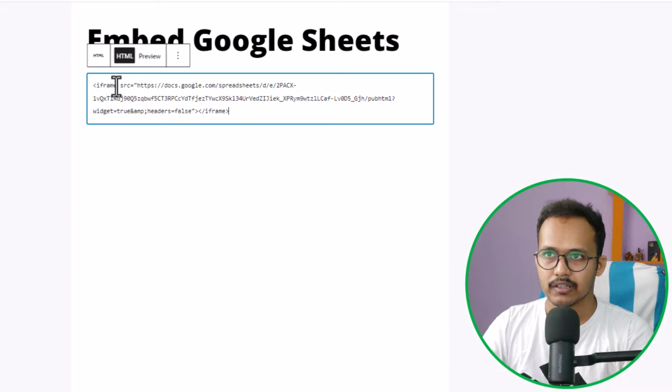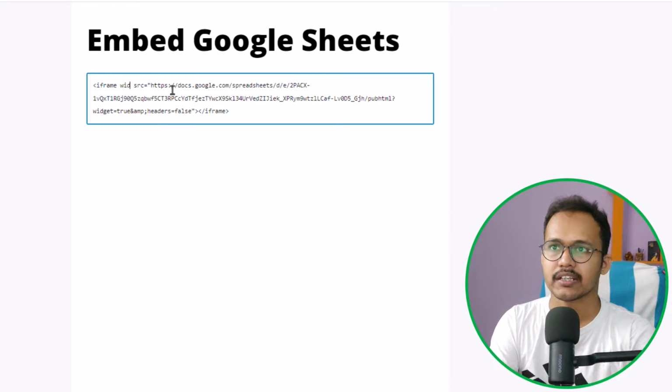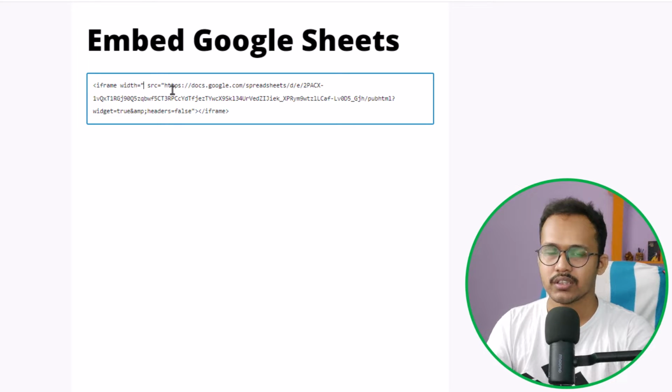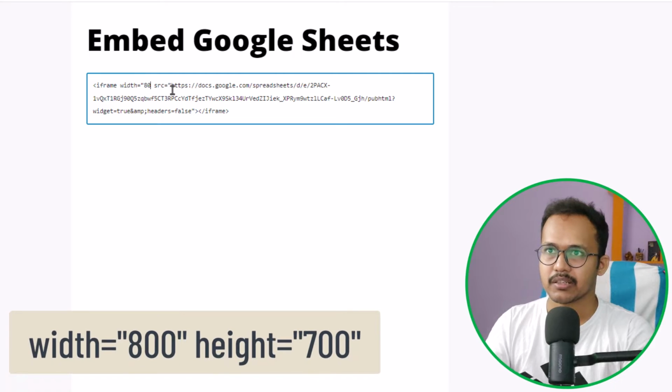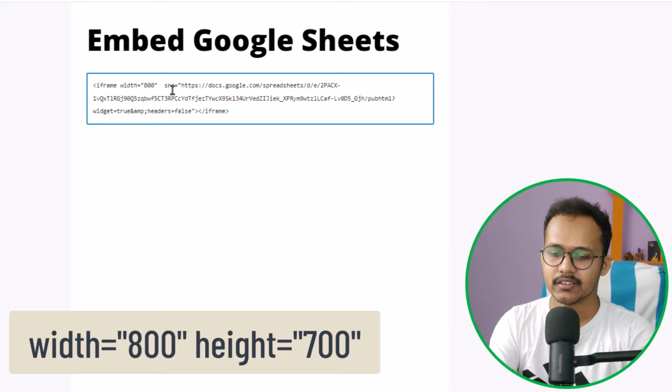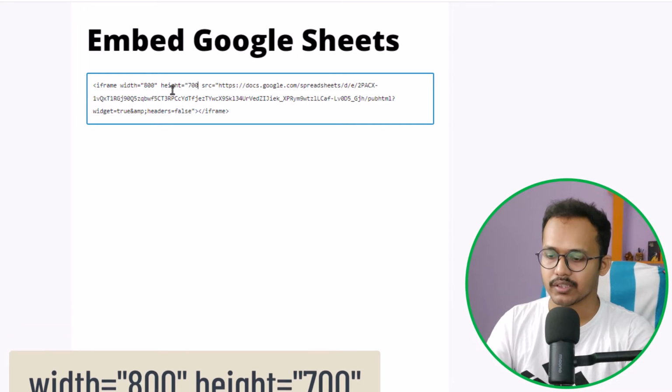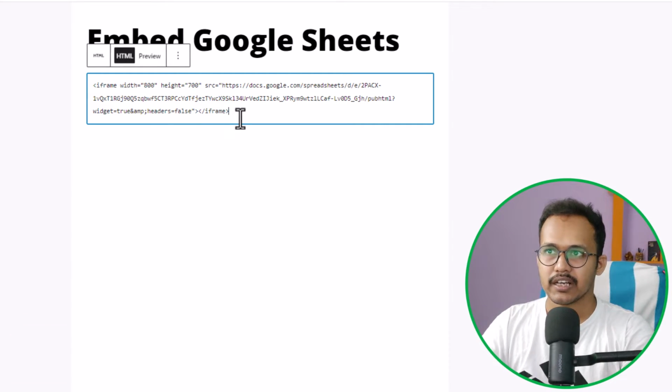For this, I will click here and set width equal to, and in double quotes, I have to assign the width. You can assign the width according to your website layout. In my case, let me assign 800 width, and then I have to assign the height. Let me add the height here like this, and let's assign a height of 800 pixels or 1000 pixels. Here, let me choose 700 pixels. Like this, now you have assigned the width and height to the iframe code.